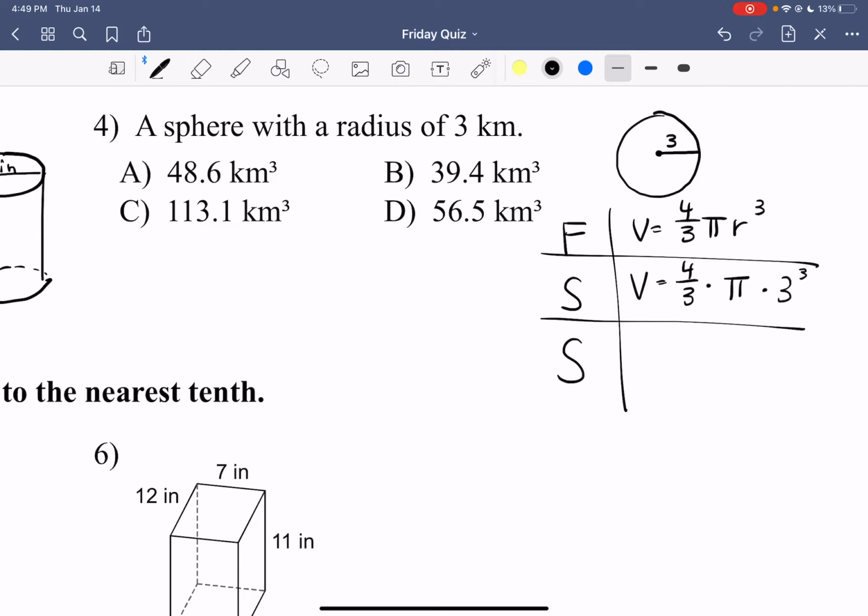So you could individually multiply these, but in your calculator, it's easy enough to put it all into the calculator at once. So to get a fraction on your calculator, you push alpha y equals, and then you can type in your 4/3, and then arrow over, times pi, times 3, and then you're going to use the caret button and raise it to the 3rd power. And that leaves us at 113.1 kilometers cubed. Answer choice C.